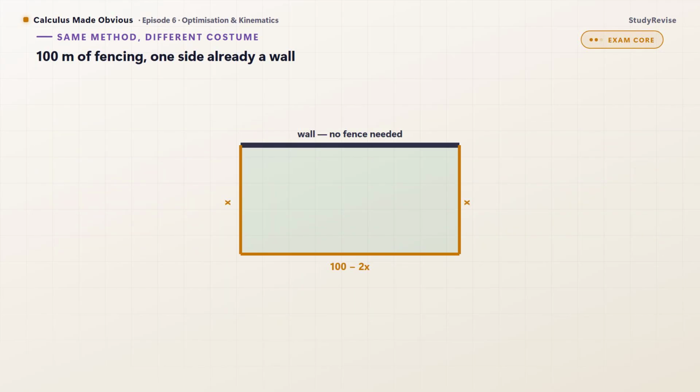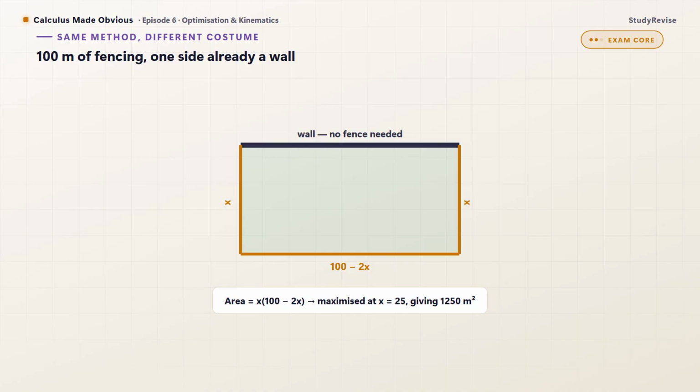One more optimization, because the shape of the problem changes, but the method does not move an inch. A farmer has 100 meters of fencing, and one side of the field is already a wall, so only 3 sides need fencing. What dimensions give the largest possible area?